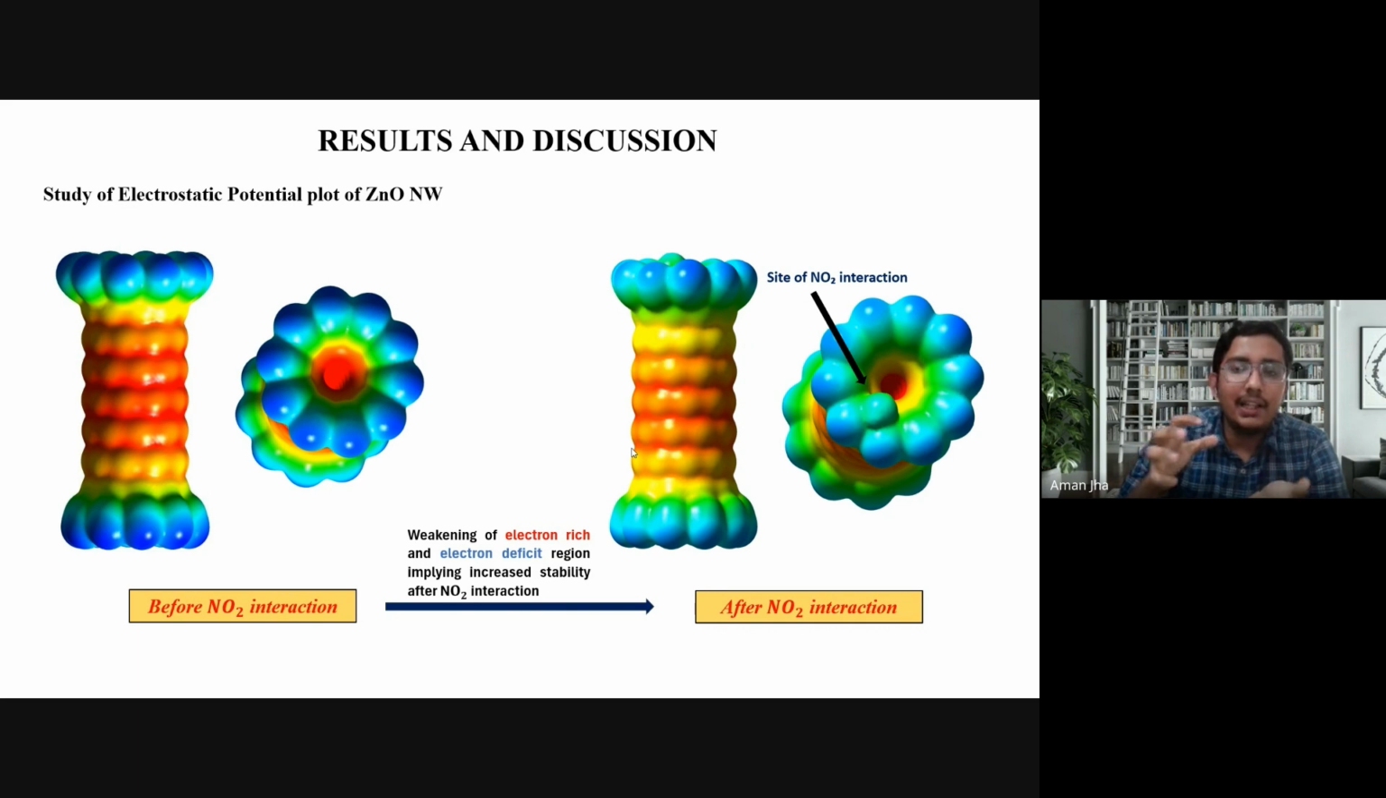After NO2 interaction, on the right-hand side of the slide, we observe something different. We see that the entire electron deficiency and electron richness slightly weakens, and the entire nanowire tends towards a neutral state. That can be represented using yellow and green color. This was also further verified with our previous HOMO-LUMO slide, where we also saw that the energy gap was increasing after interaction. An energy gap increase means that the entire structure is moving towards a more stable configuration.